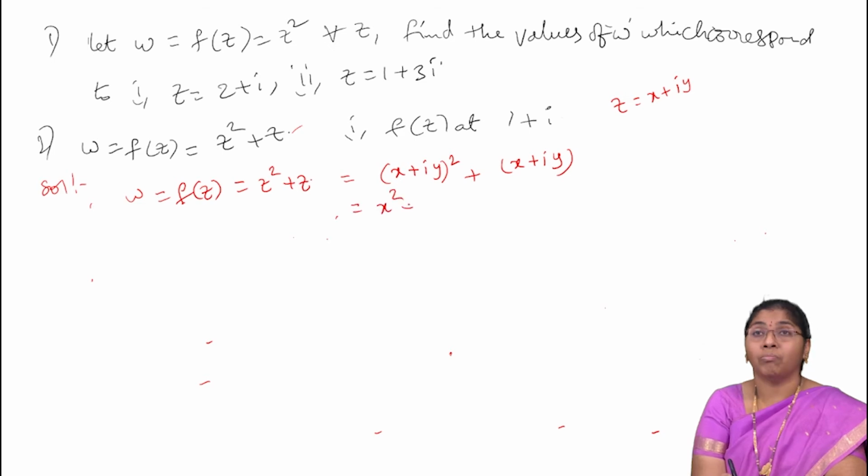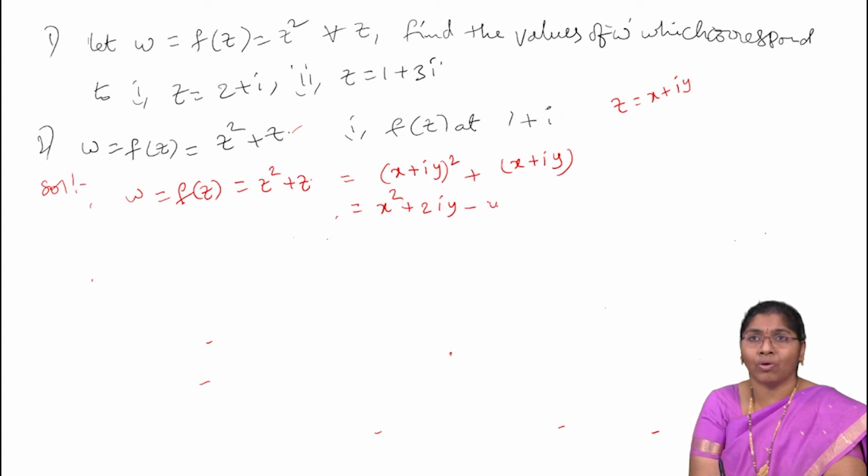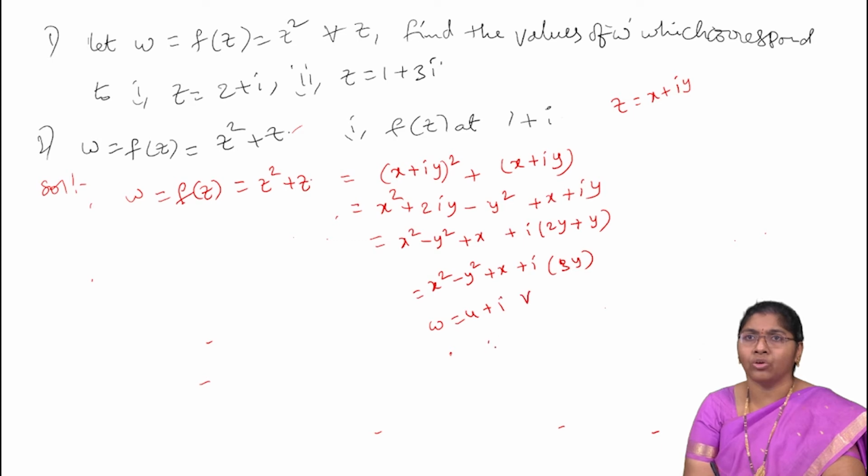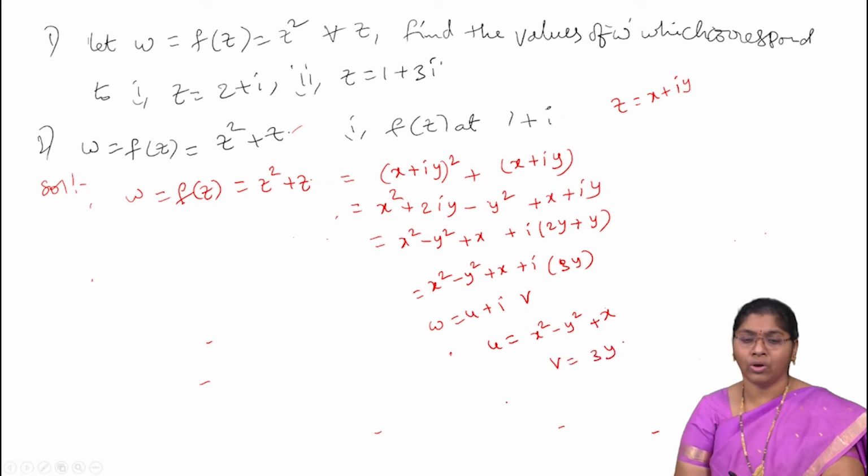That is x square plus 2ixy minus y square, since i square value is minus 1, plus x plus iy. Now in the real part, x square minus y square plus x. In the imaginary part, i into 2xy plus y. That is x square minus y square plus x plus i into 2xy plus y in total. Therefore w equal to u plus iv. Here u equal to x square minus y square plus x, and v equal to 2xy plus y.